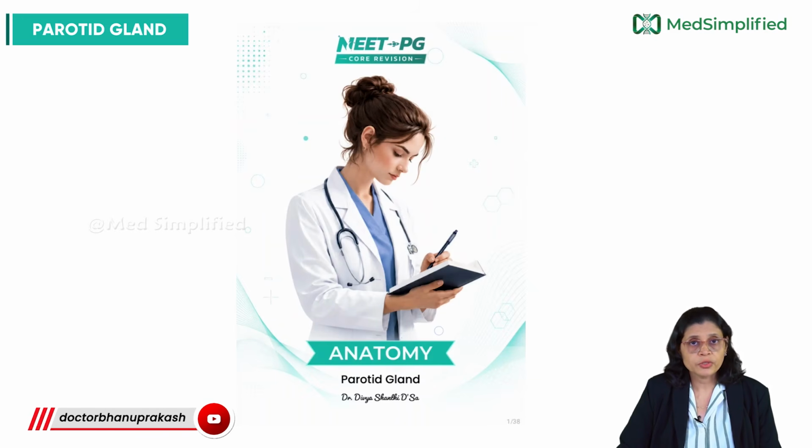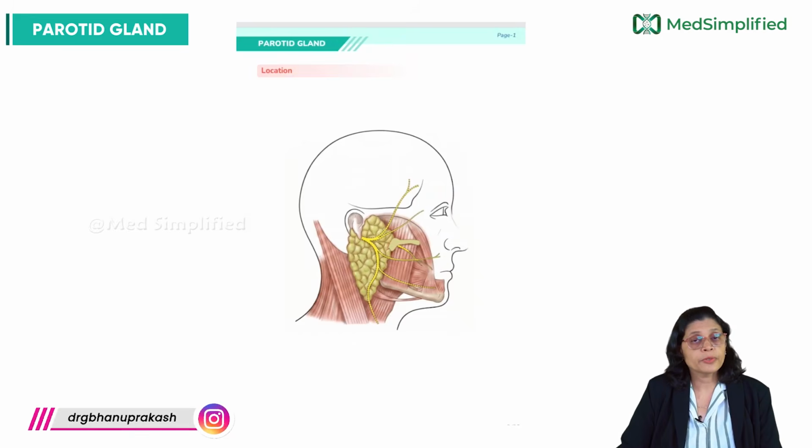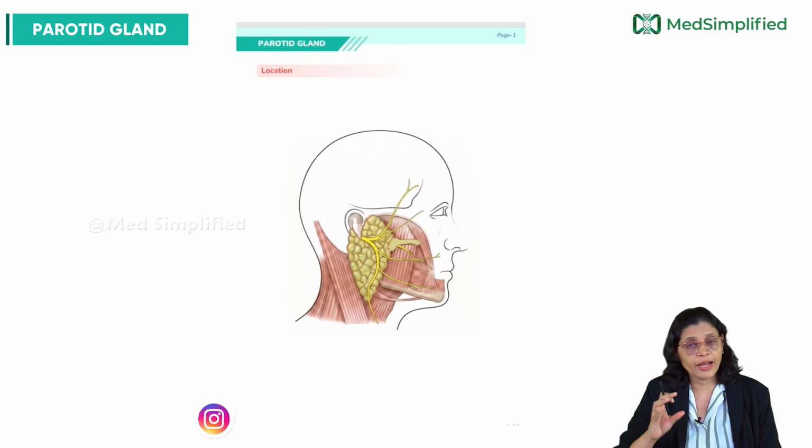In today's session, we are going to break down the anatomy of the parotid gland into clear, high-yielding, exam-focused concepts. So let's get started. Now the parotid gland, para-otid. Parotid is derived from two words, para and otic, meaning around the ear. So this parotid gland is located in the parotid region around the ear.